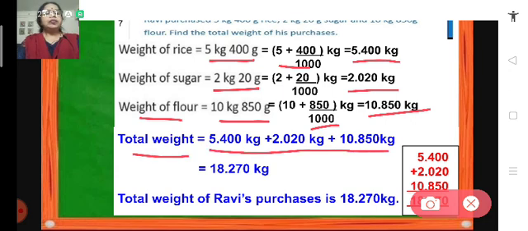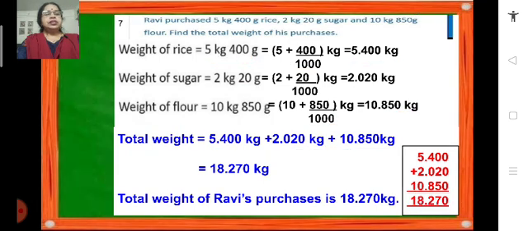So, to get the total weight, we can add these three. 5.400 kilograms plus 2.020 kilograms plus 10.850 kilograms. So when we add them like this, putting in columns, what do we get? We get 18.270 kilograms. So what is the total weight of Ravi's purchase? It is 18.270 kilograms.